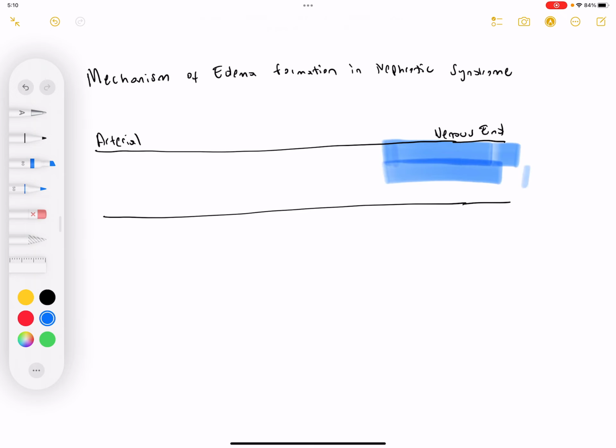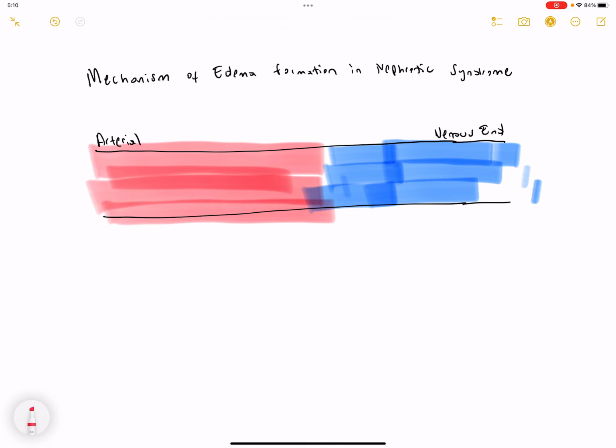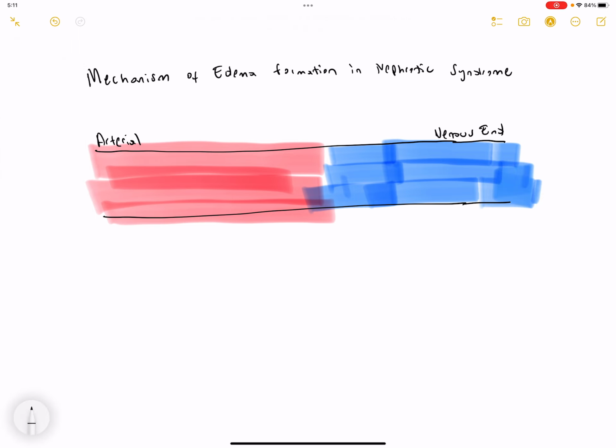And let's color this to make it easier for us to visualize. So here I'm drawing the blue color for representing the venous end, and then the red for representing the arterial end. Now, in our capillaries, the way we exchange nutrients and oxygen is through the differences in pressure. So this is a capillary, and outside of it is the tissue.